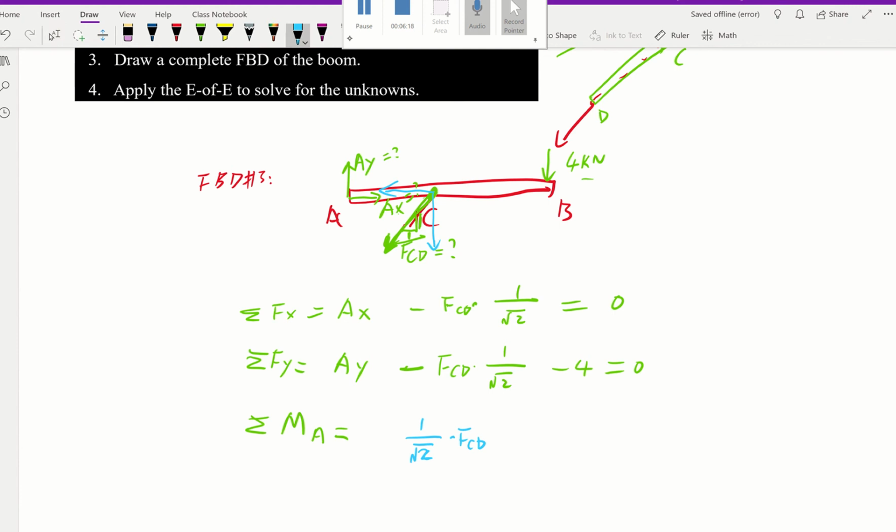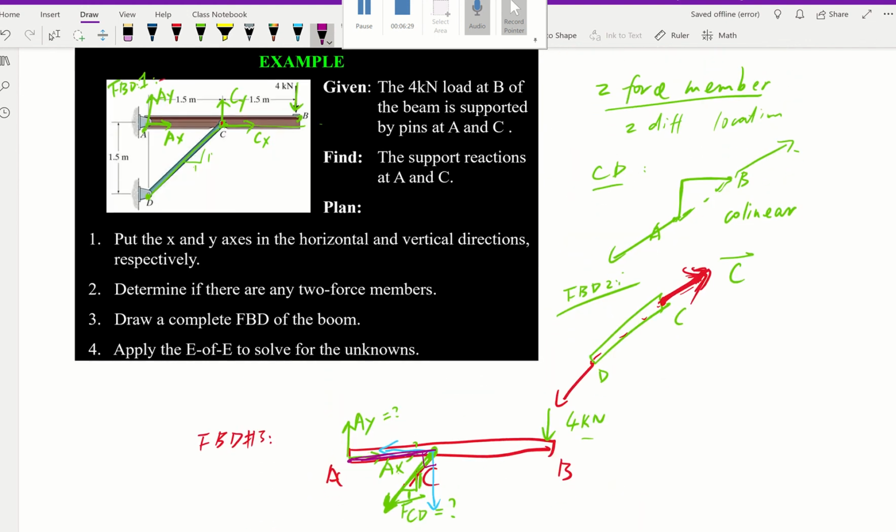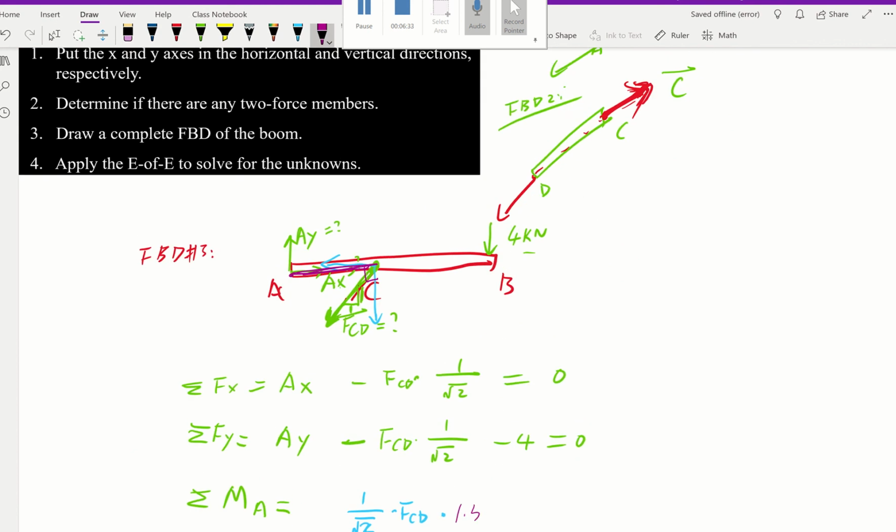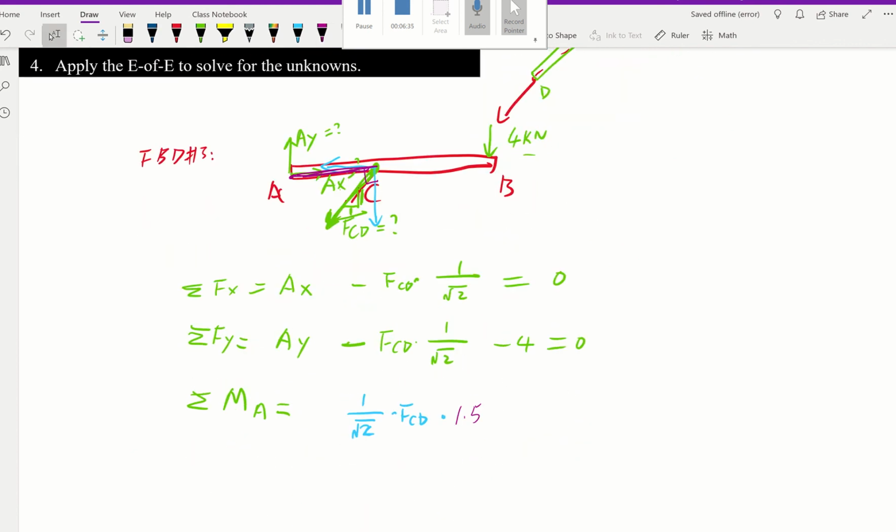And that's the force, but how about the moment arm? The moment arm is going to be from A perpendicular to that force. It's going to be here. And how far is that? It's going to be our 1.5. Now let's think about the direction of rotation. This force rotating about A is clockwise, so that's negative.